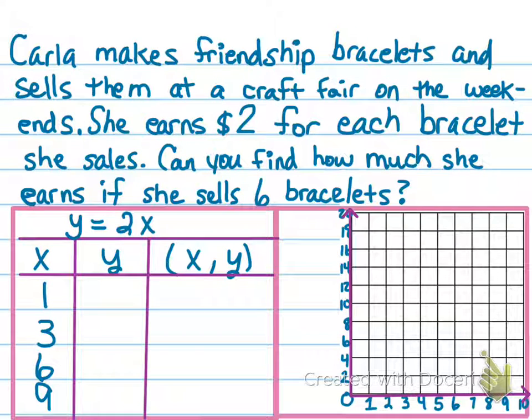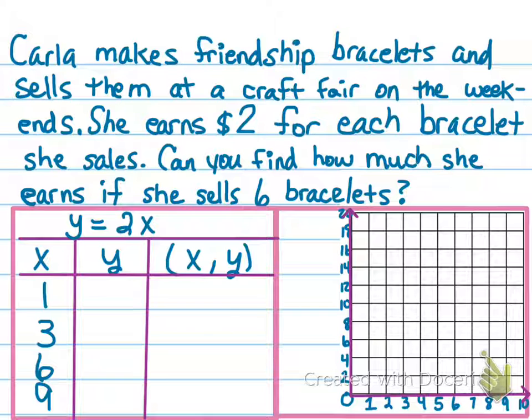Let's look at our first problem. Carla makes friendship bracelets and sells them at a craft fair on the weekends. She earns $2 for each bracelet she sells. Can you find how much she earns if she sells 6 bracelets? Just like with additive patterns, we're going to begin by completing an input-output table.